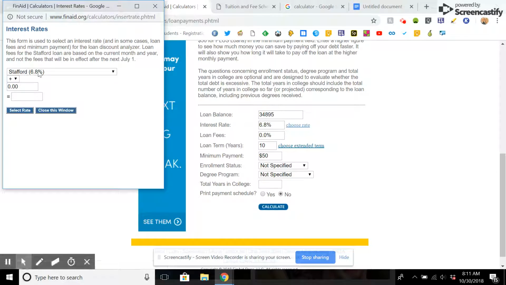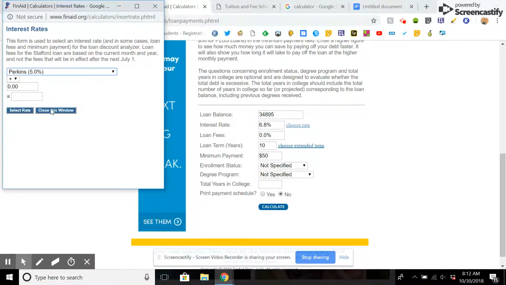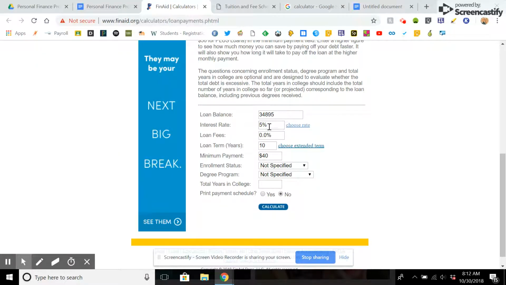Okay. Now, what kind of interest rates? Well, probably I'm going to end up with the cheapest interest rate for a student, which would probably be, no, none of these 3-month, 1-month, that's not real. You want to go with either a Stafford or a Perkins loan because those are government loans. So I'm going to go with the Perkins loan. Okay, I'm going to select this rate. There it is. And then I'm going to put a loan term of 10 years.